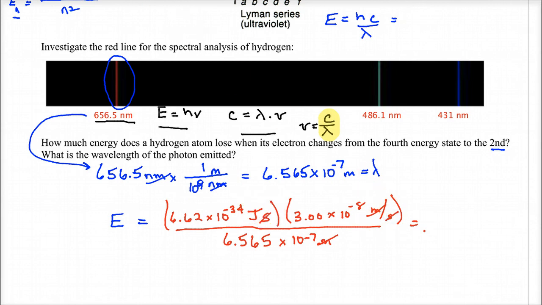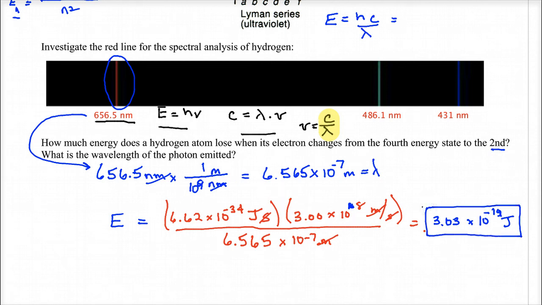Okay, looking over this, I see that this should be a regular 8. Speed of light is a big number, greater than 1, so that's a positive 8. So I get 3.025. Actually, that's not rounded yet, it's going to be rounded. 3.03 I should probably put, 3 significant figures. 3.03 times 10 to the negative 19. Of course, we're in joules. That's a 19. And that is my energy of the red photon.